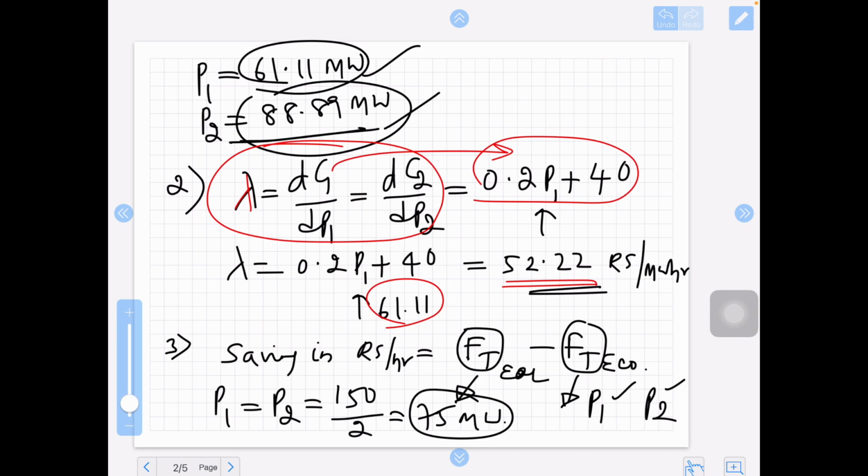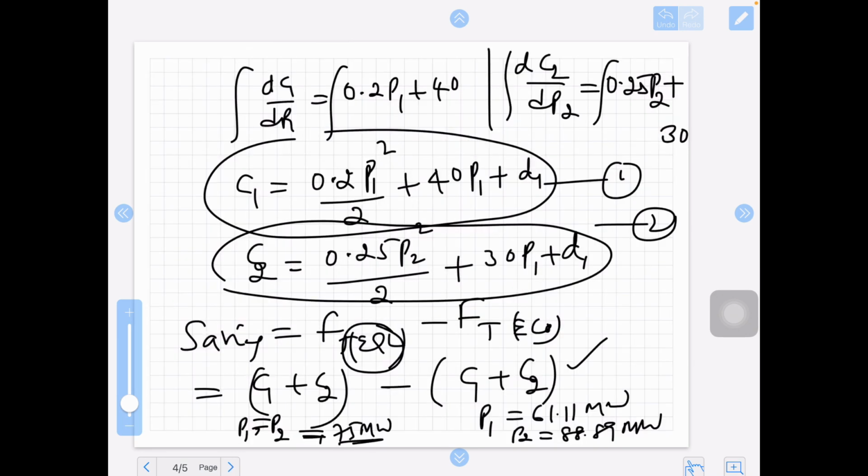Equal load sharing means the total demand on the system is divided equally among the different units in a generator. Suppose there are two units in a plant and the load is 150 megawatts: 150 divided by the number of units, that is 2, you will get 75 megawatts. Economic load scheduling means we know P1 and P2 by having the incremental cost equations given.